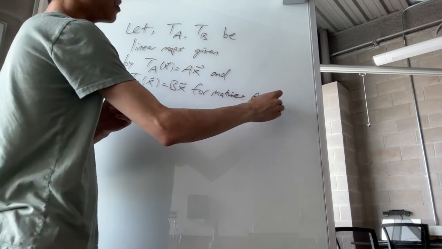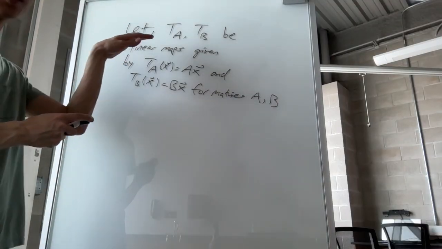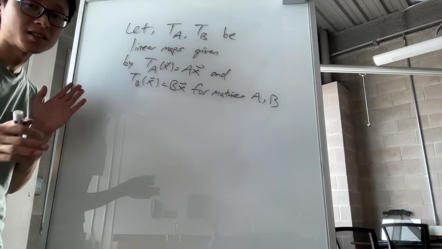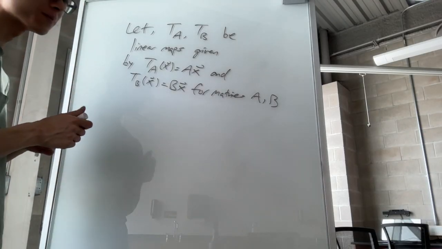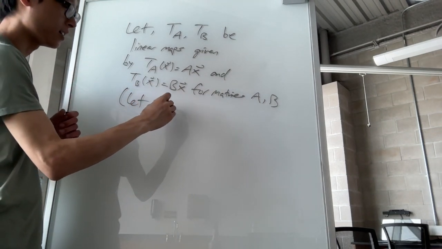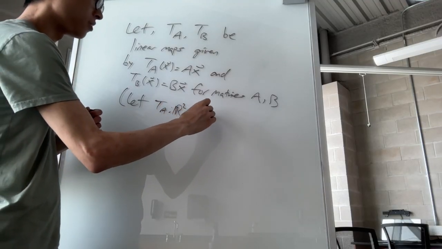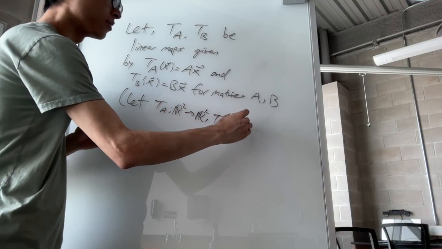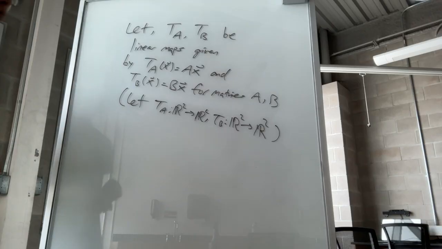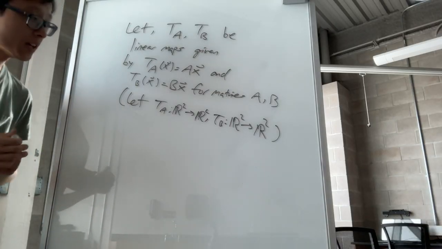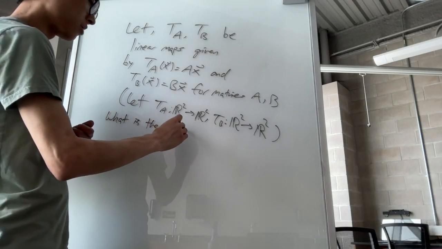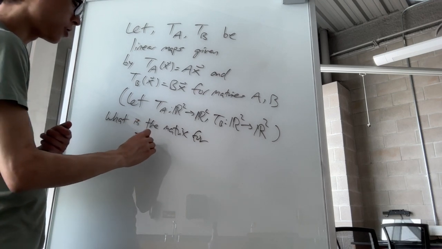And we'll assume that the dimensions of A and B are such that the composition that I'm going to write is actually going to exist. But just for simplicity, let's keep it simple, two-dimensional space. Let TA be R2 to R2. TB is also R2 to R2, because the idea works similarly in general. So how would I compose TA and TB? What is the matrix for TA composed with TB?